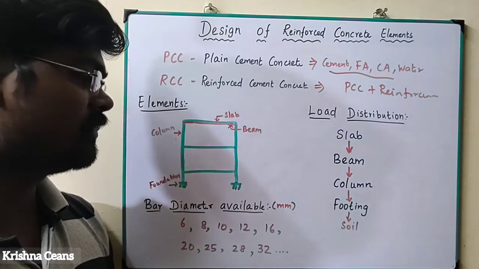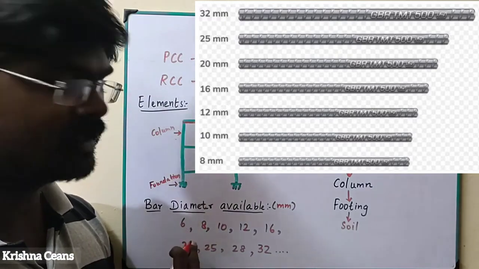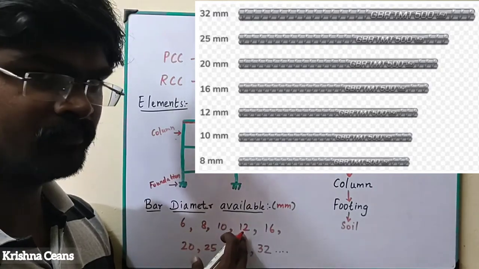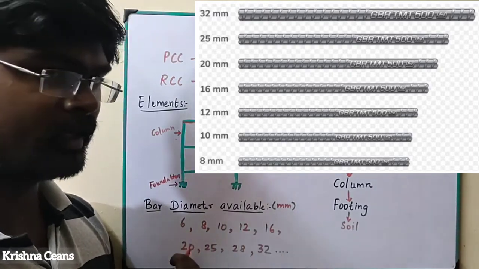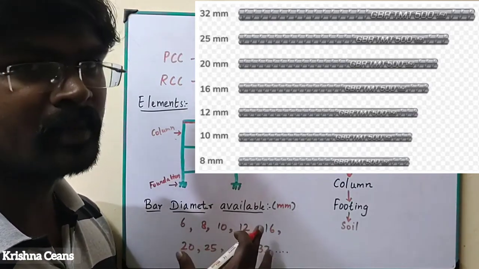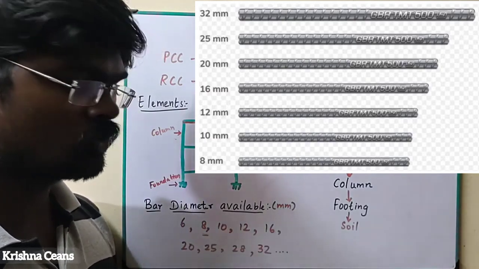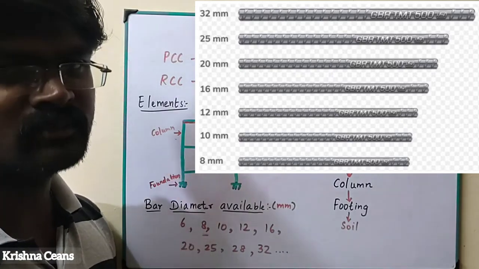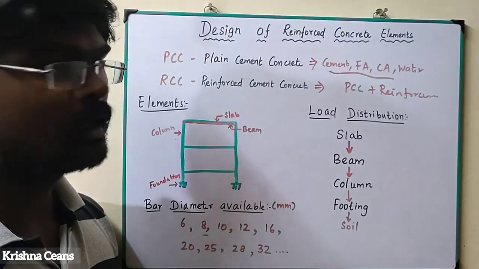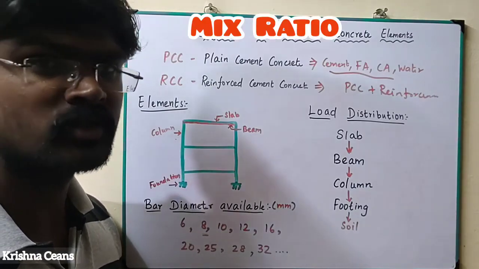What are the bar diameters available in the market? These are mentioned in mm: 6 mm, 8 mm, 10 mm, 12 mm, 16 mm, 20 mm, 25 mm, 28 mm, 32 mm. These are the sizes available in the market. Nowadays we use from 8 mm only. In olden days we used 6 mm, but nowadays we use a minimum of 8 mm for reinforcement in the building.